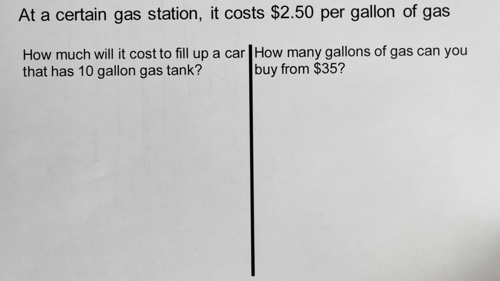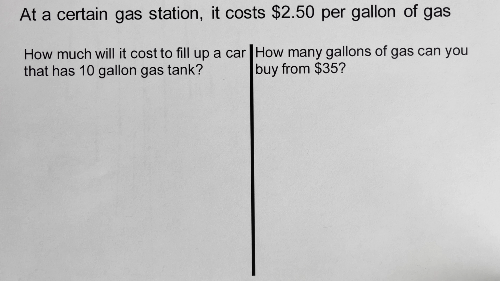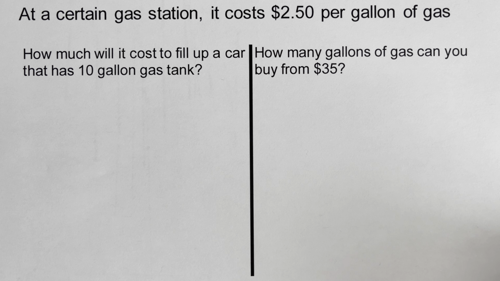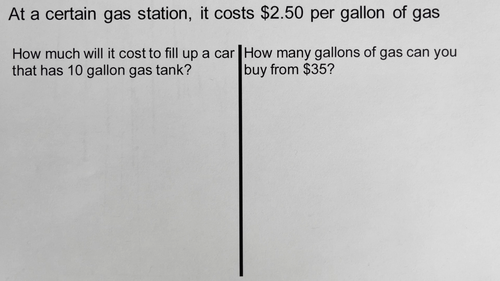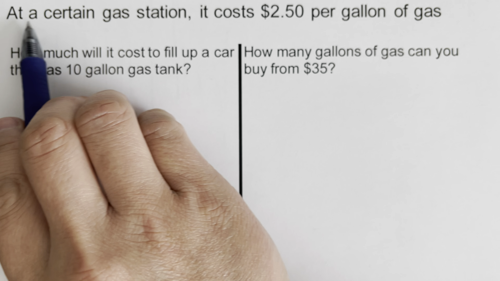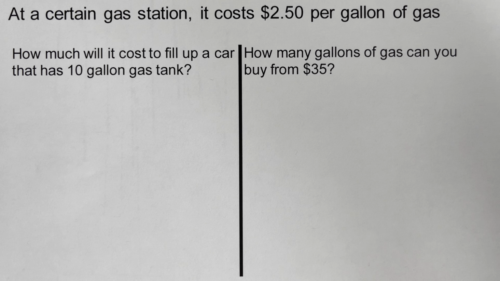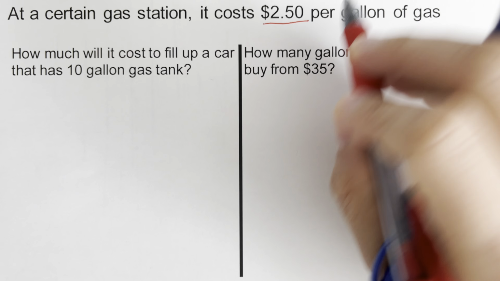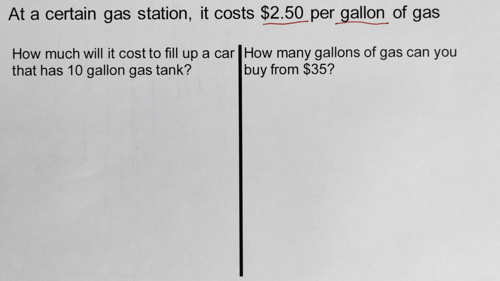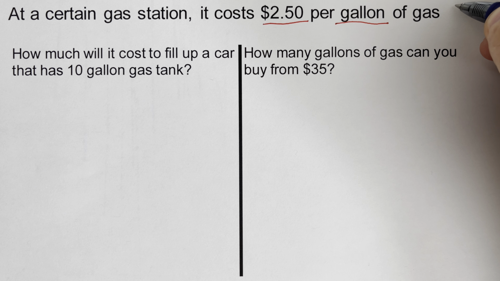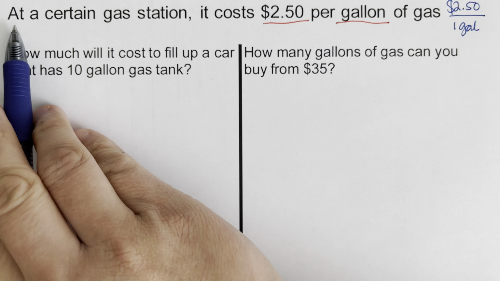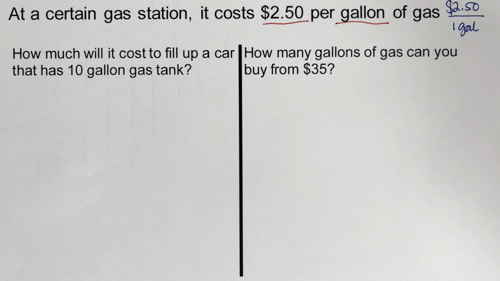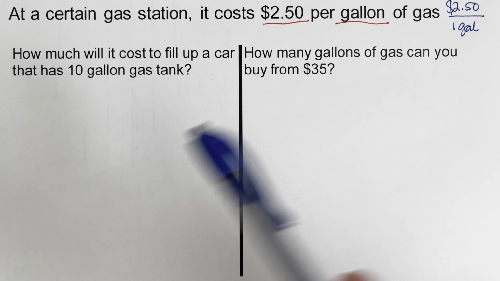At a certain gas station, it costs $2.50 per gallon of gas. Again, the first step is to establish the ratio that represents this statement. It says here it's $2.50 per gallon, so that's $2.50 over 1 gallon. This is our ratio for this statement right here.